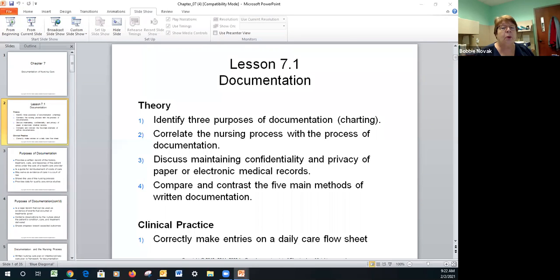So we're going to talk about the purposes of documentation or charting, how important it is for a lot of different reasons. We're going to see how you chart to the nursing process. And what was the nursing process? We talked about that last week. Assessment. Diagnose. Planning. Implementing and evaluation. Very good.